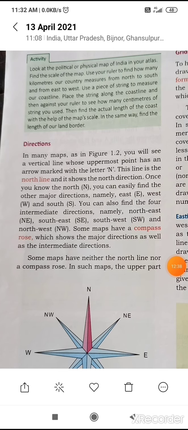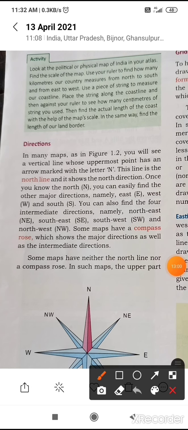Next is directions. Again the same, you have studied the directions in 6th class also. Let us just recall them again. First of all, what are 4 cardinal points of the compass? So they are east, west, north and south. Then what are the intermediate directions?